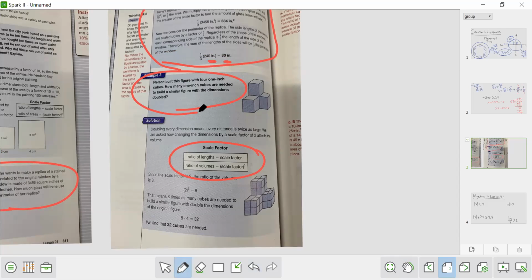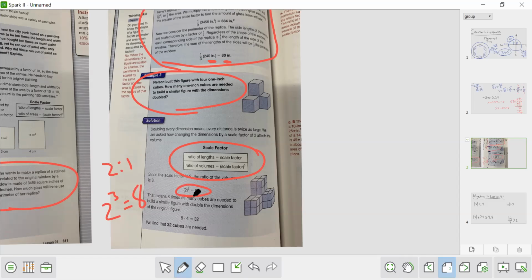How many 1-inch cubes are needed to build a similar figure when the dimensions are doubled? All right, so the scale factor is now 2 to 1, it's doubled. And if I'm doing volume, I have to do the scale factor cubed now, right? Instead of squared, it has to be cubed. So what is 2 cubed? It's 8.